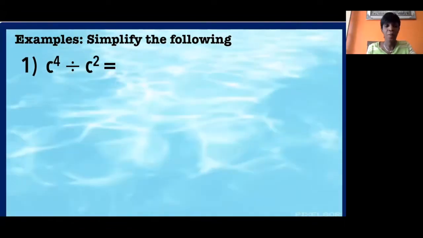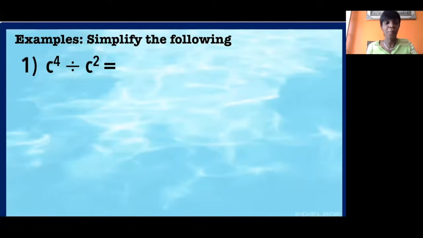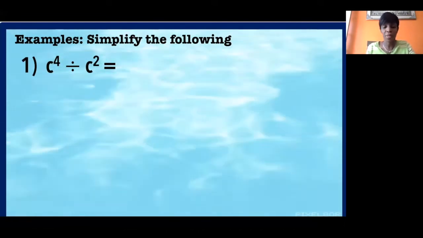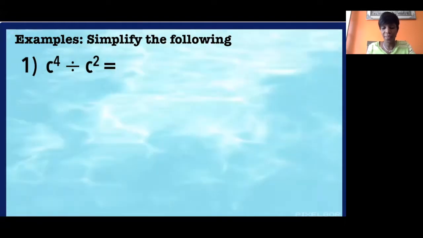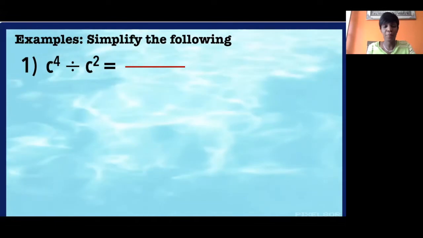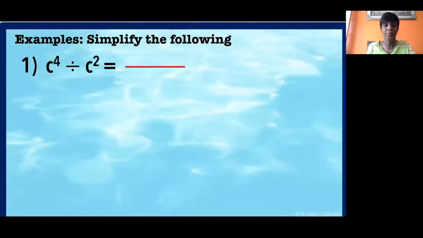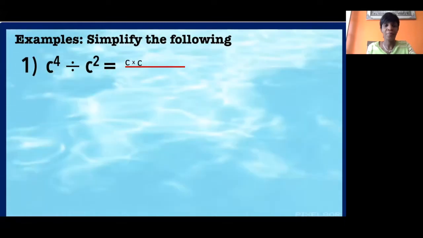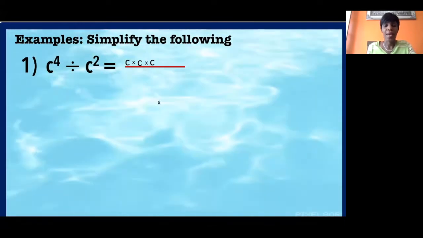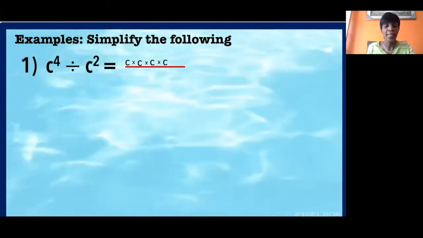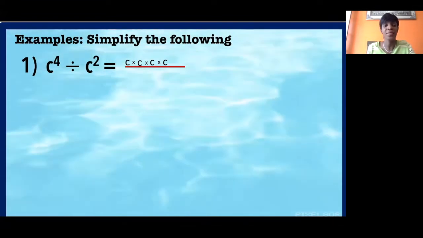Okay, we're going to go over number 1. We have a few more examples. For those who are just joining, I'm going to go over number 1, and when we come to number 2, I'm going to give you another chance to do it by yourself. So let's look at number 1. First I bring my line. What goes to the top? C times C times C times C, because C to the 4th power means C times C times C times C.